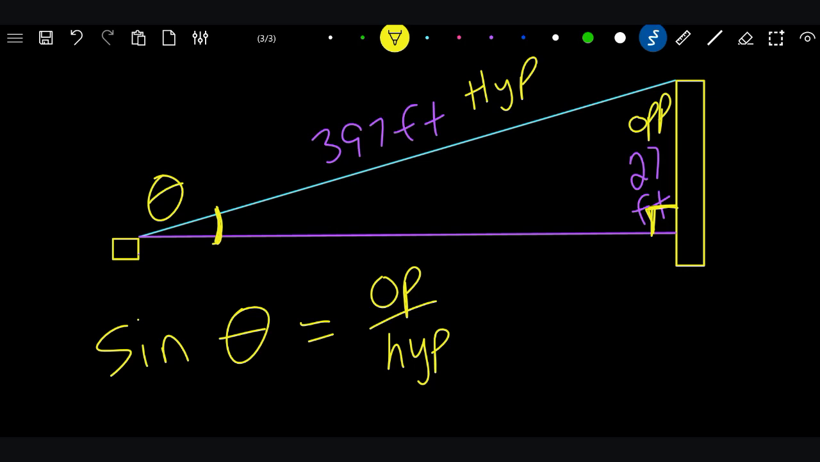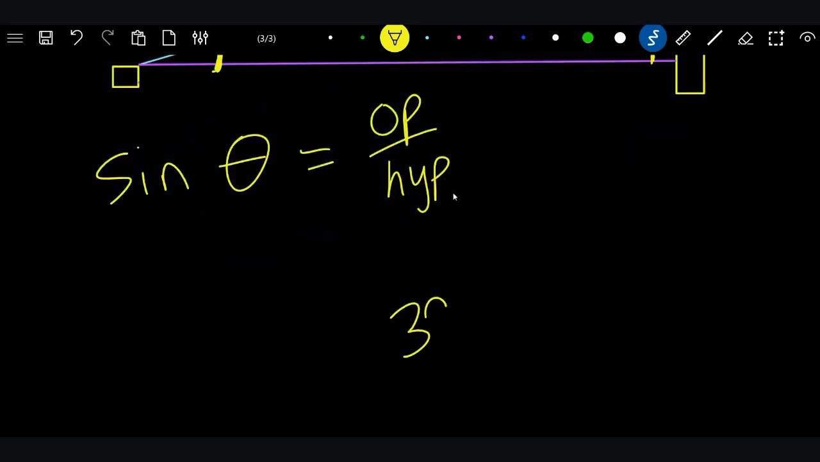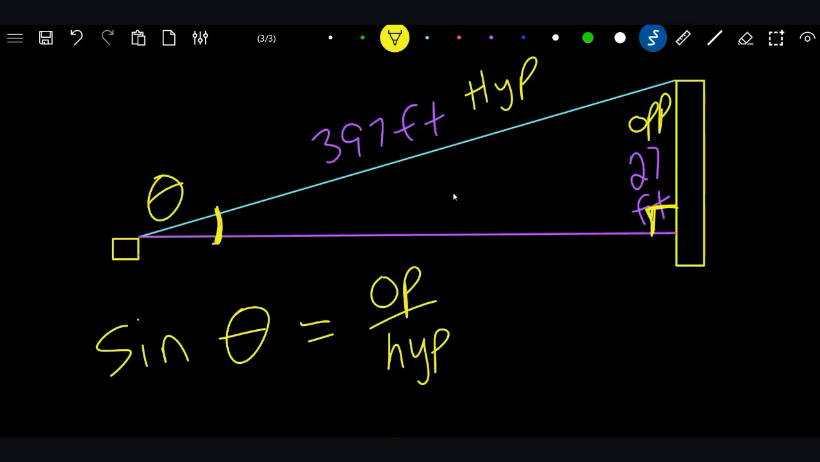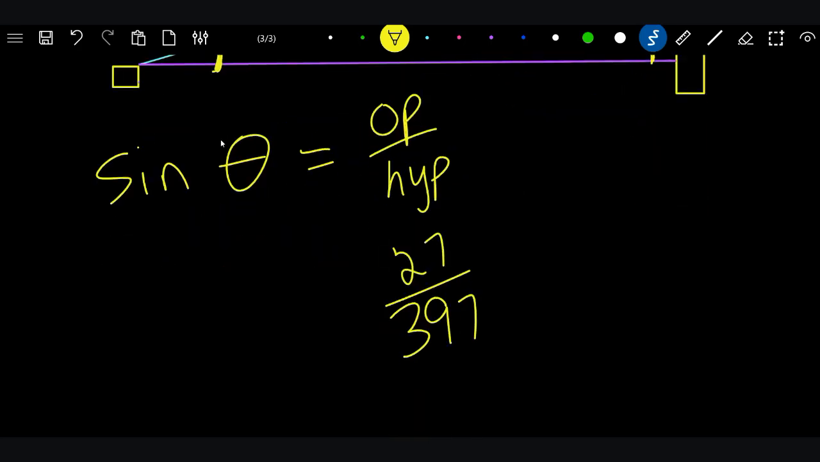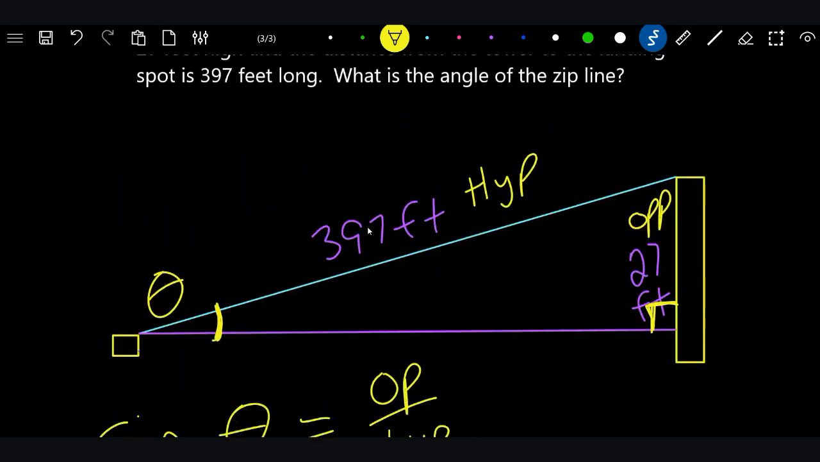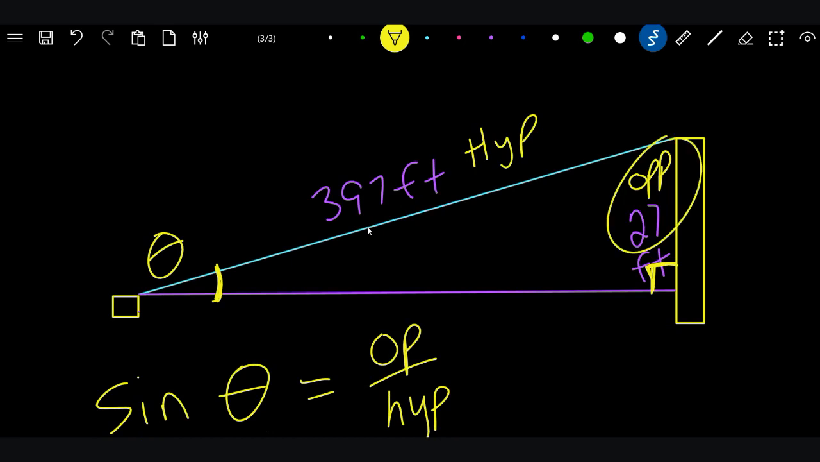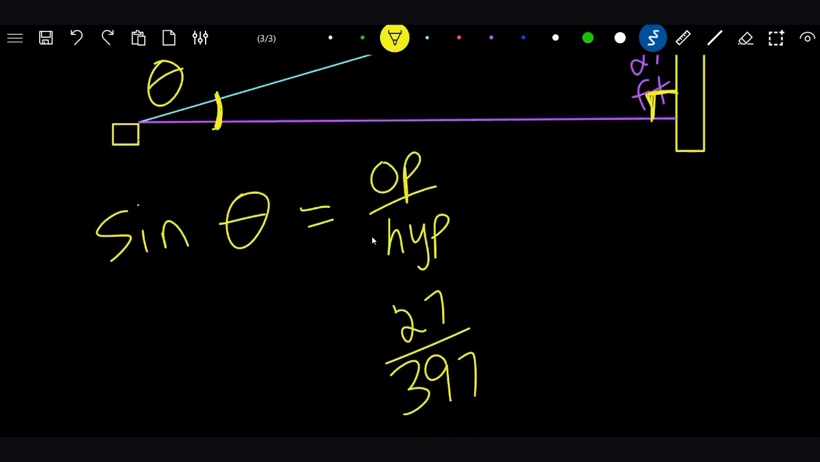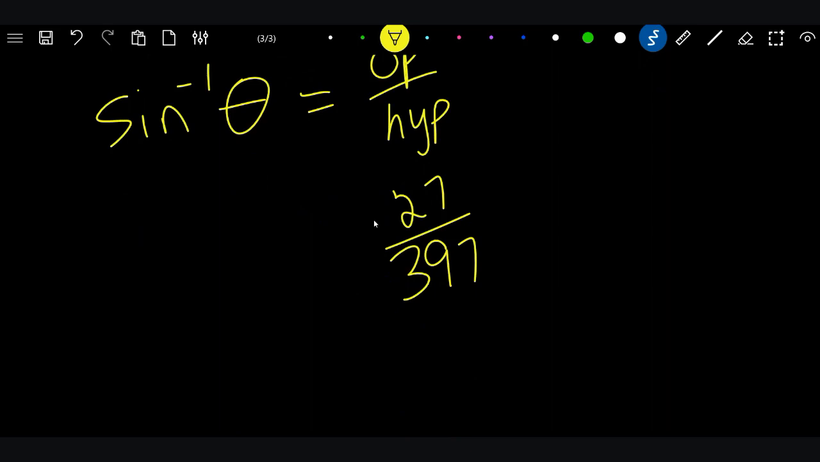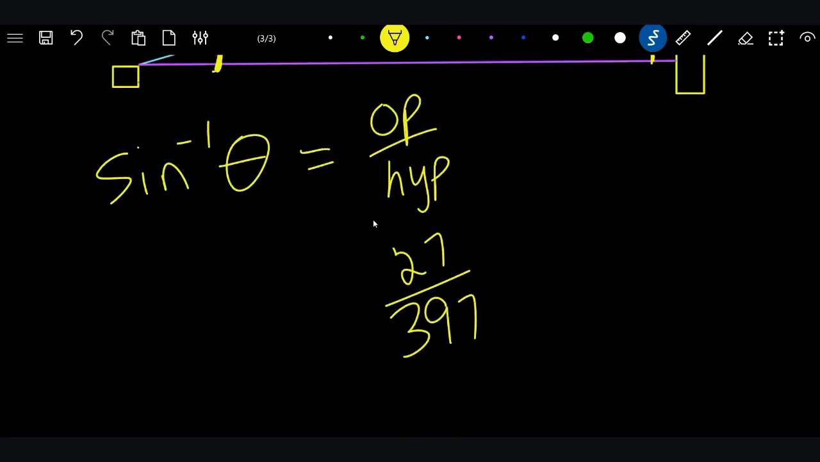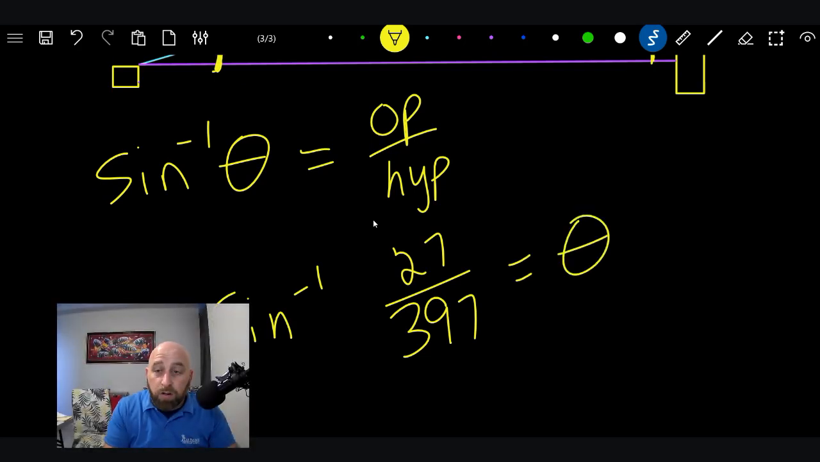Let's just plug it in. Hypotenuse is 397, and the opposite is 27. So how would I figure this out? I have 27 over 397. That's my opposite, 27, over my hypotenuse, 397. I'm looking for the angle. Do you remember how to find the angle? Remember that we're going to use sine -1, the inverse function here. So sine -1 of that is going to equal our theta.